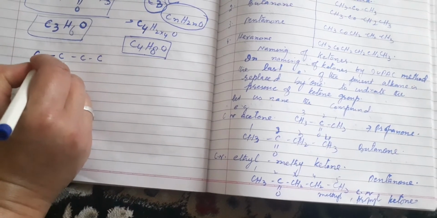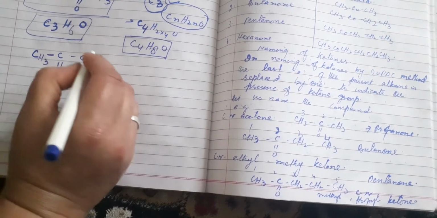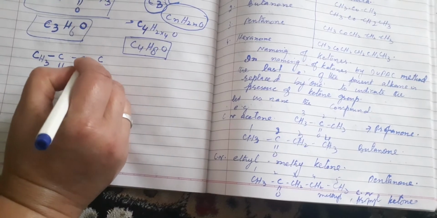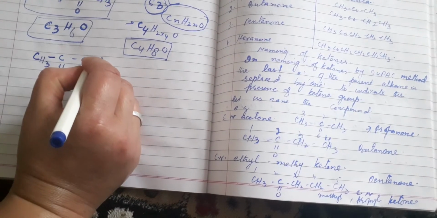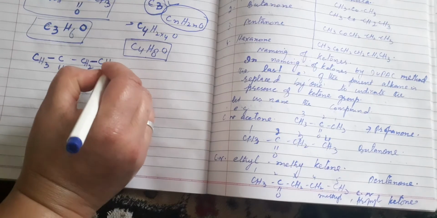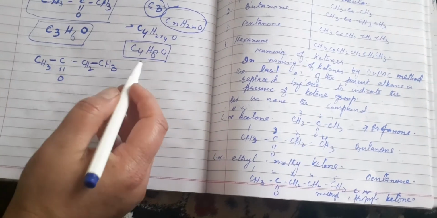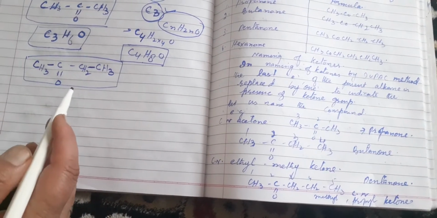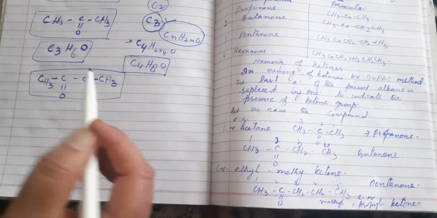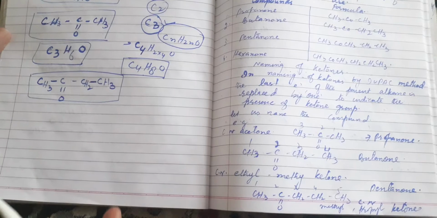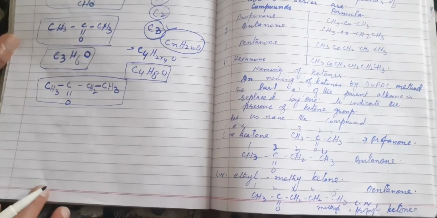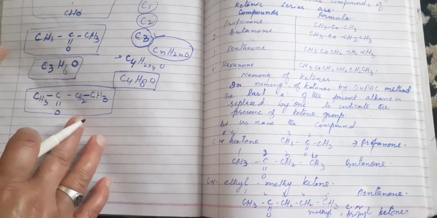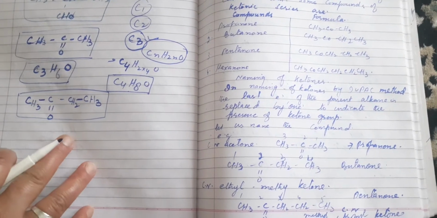CH3, 1 2 3 4, this is adjusted. Here 2 hydrogen atoms will come, here 1 is there, here 3 is less. This will be the formula. This will be the structure of the second ketone, that is butanone. And on the basis of this formula, we can form many ketones and give the structure of those.